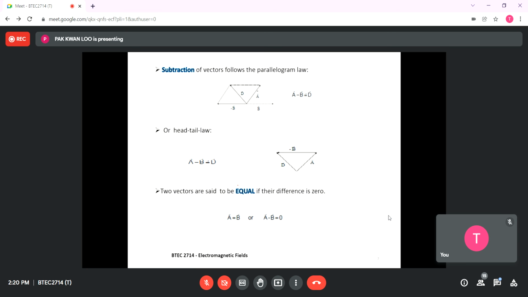We also have subtraction. If vector B is pointing in a different direction, then it's A minus B. Two vectors are equal when the magnitude and the direction of the two vectors are the same.